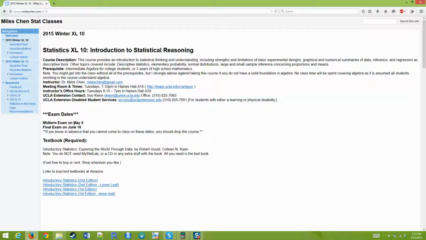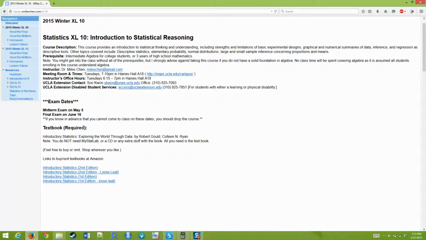Okay. All right. These are the exam dates. Midterm exam and final exam are on May 5th and June 16th. So make sure you can attend. Block those dates off in your calendar. Make sure you got nothing else going on.